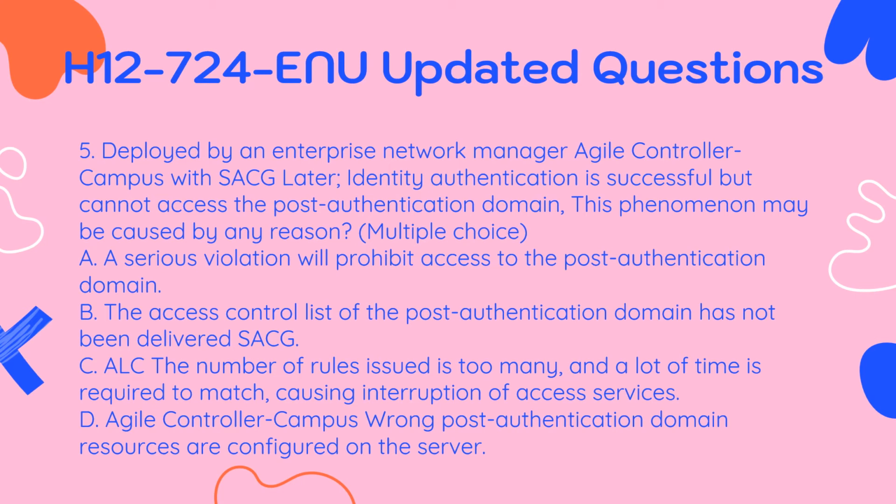C. The number of ACL rules issued is too many, and a lot of time is required to match, causing interruption of access services. D. Agile Controller-Campus server has wrong post-authentication domain resources configured.